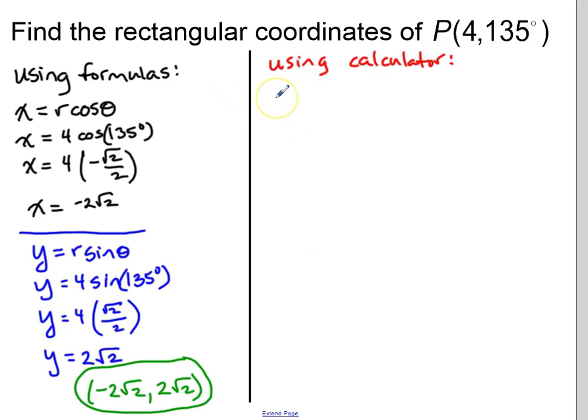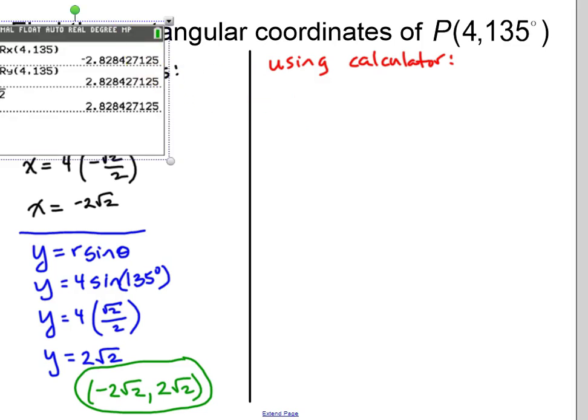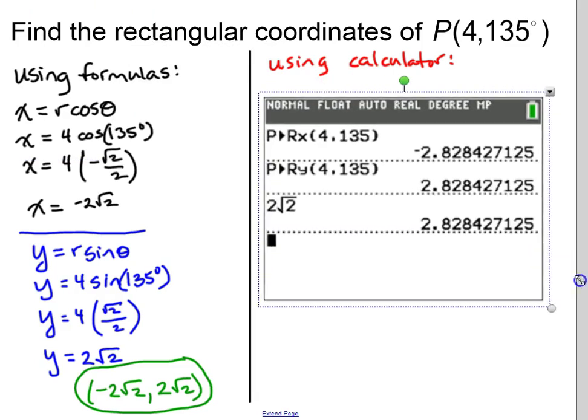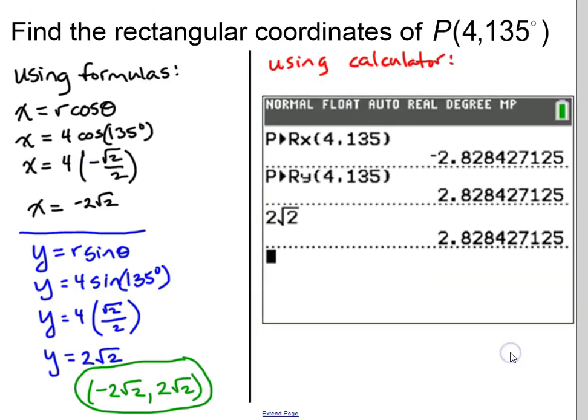Okay, so I'm going to paste here. And what I'd like you to do is take some notes for yourself about where we got these keystrokes under the angle menu, and then how to go about doing that. Okay, so again, these are the same values right here.